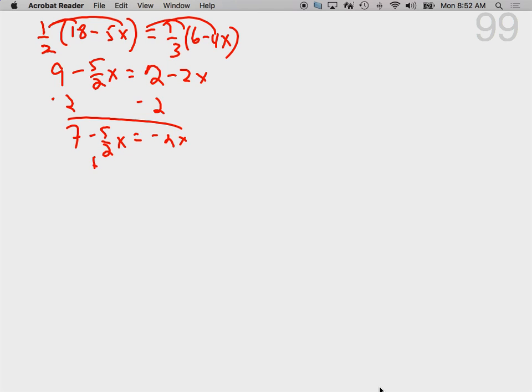Wait, where are you getting 2x from? Isn't that 4? Oh, I'm sorry, 4/3 x. Okay, good, because now you can tell me what you got on your calculator here. I can't forget the 2 here. No, I subtracted the 2, okay. So, 7 equals, now, what's negative 4/3 x plus 5/2 x?